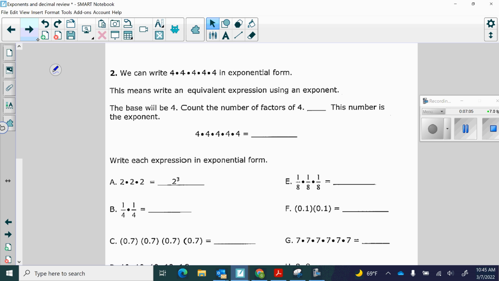Now we are going to review how to write the exponents either in exponential form or expanded form. What do you think exponential form is? What does it mean to write it in exponential form? Nate?